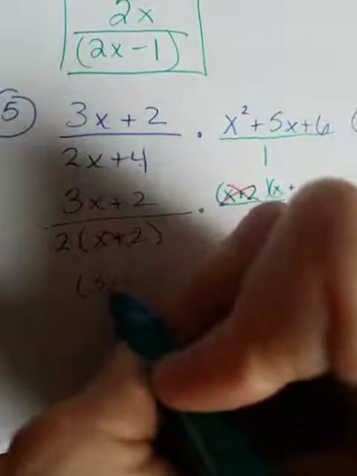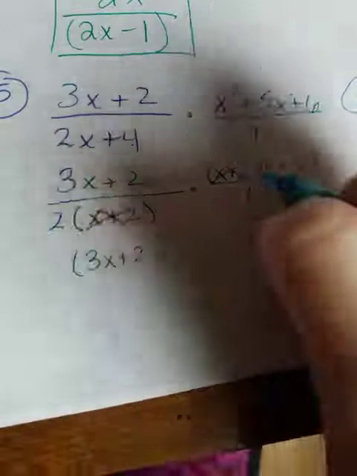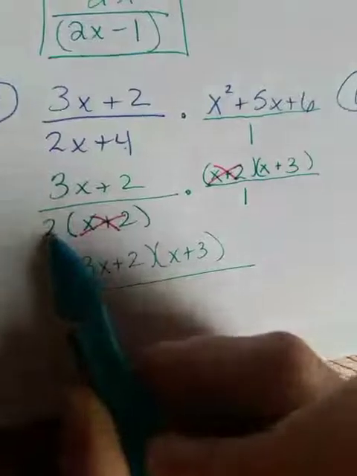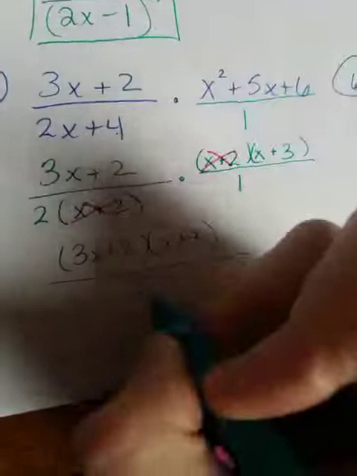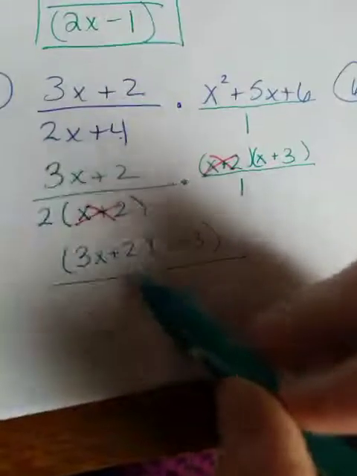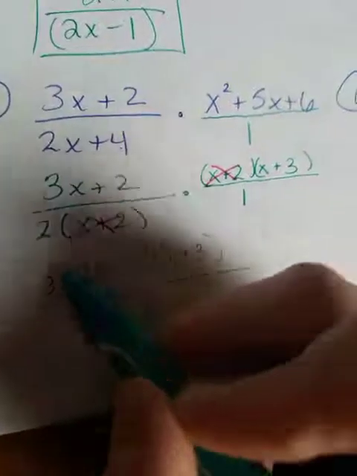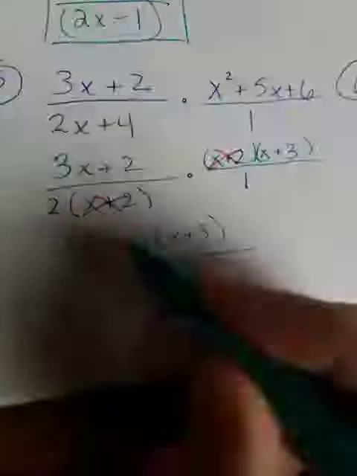So I'm going to leave this as quantity, use your parentheses, 3x plus 2 times x plus 3 in your numerator. And then in your denominator, it's just 2 times 1, which is 2. No, those 2's do not cancel. This 2 is part of the binomial 3x plus 2. So do be careful. That is your answer.